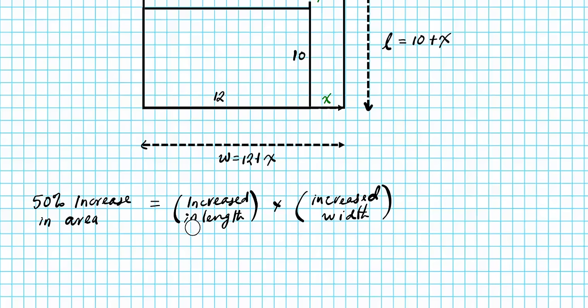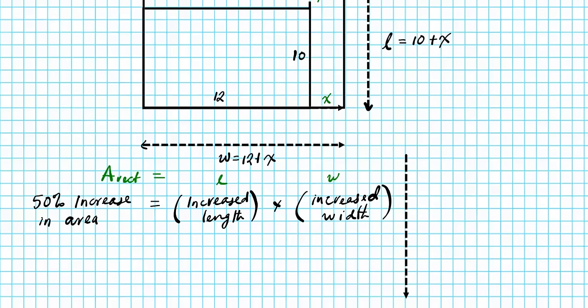Okay, how do we know this? We know this because of the formula for the area of a rectangle. Let's put that back up. Area of a rectangle is length times width. Okay, so the new area, which is 50% increase over the old one, is going to be the increased length times the increased width.